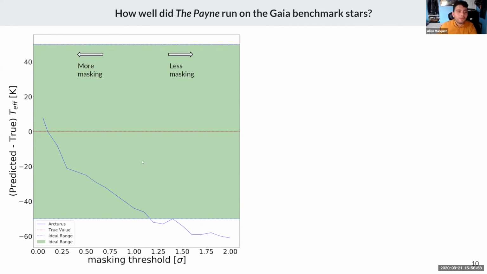The thing I want to note here is that when we have a more aggressive masking threshold, we're masking more of the spectra, so we're throwing away more of the data. And when we have a higher masking threshold, we're masking a lot less, as you saw earlier. The goal with this plot is to get as close to 0 as we can. This green band is an ideal range for values that we consider good measurements. As you see, when we apply a more aggressive mask to the star, we are able to get closer to true value results, within plus or minus 50 Kelvin for this graph.